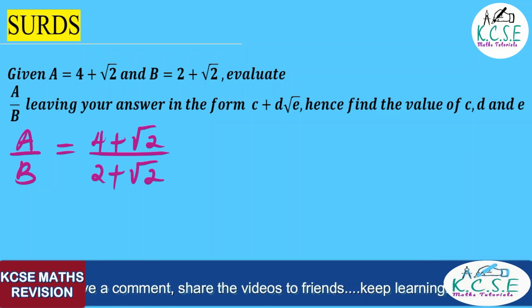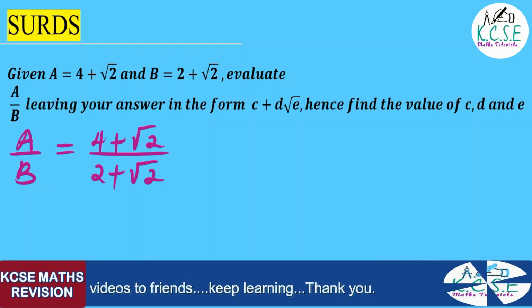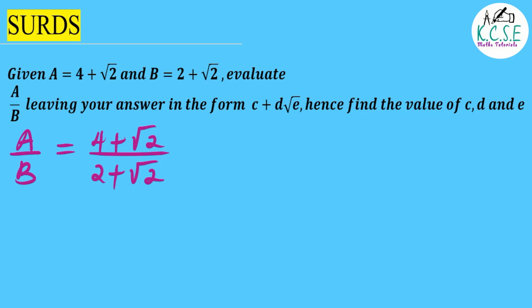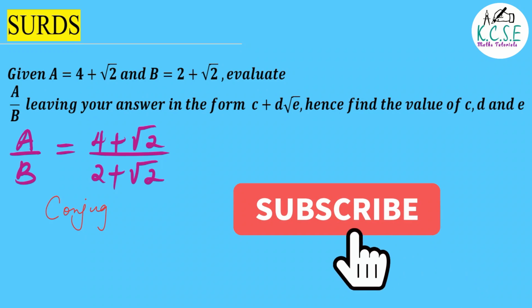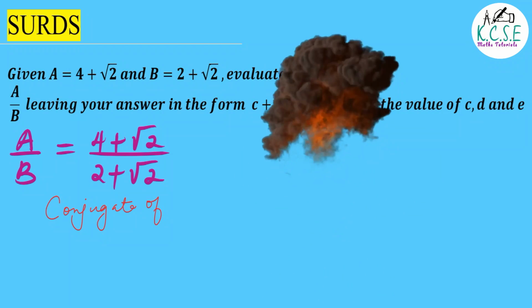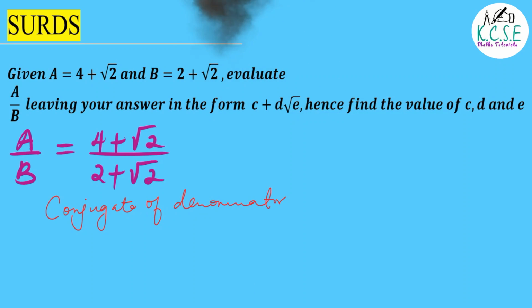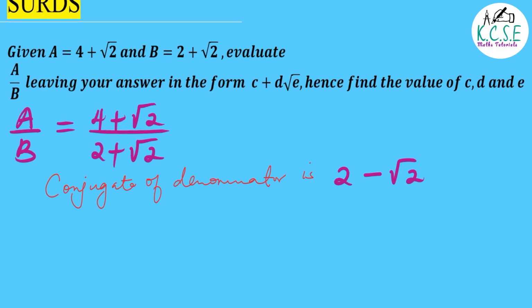In evaluating this surd, we start by rationalizing the denominator, and that will be done by multiplying both the numerator and the denominator by the conjugate of the denominator. The conjugate of the denominator is 2 minus root 2. So this conjugate is what you're going to use to multiply both the numerator and the denominator.